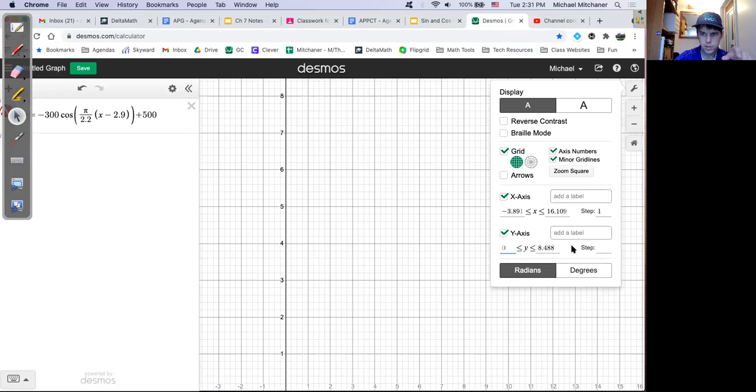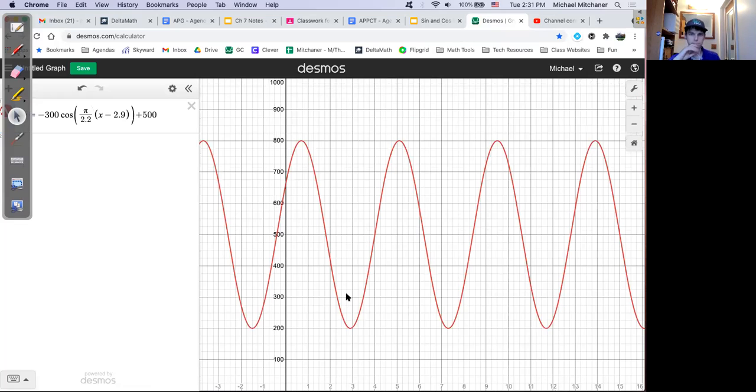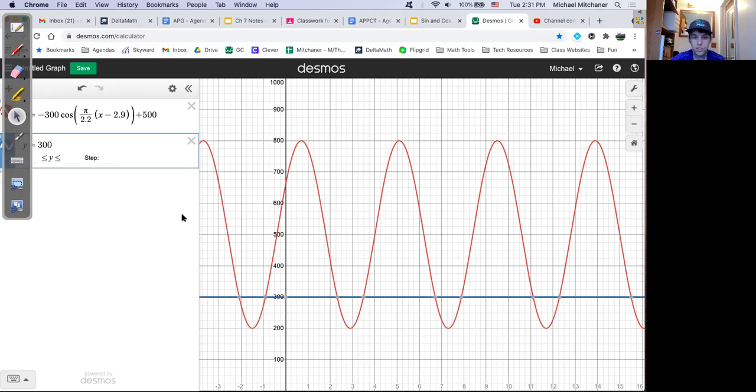Let's just go from 0 to 1,000 and count by 100. Okay, so here we go. Here's our graph. We see it oscillating between 200 and 800. Mess with your scaling until it seems appropriate to you. We are looking for when the population drops below 300. Pay attention carefully to that language, right? So let's put a horizontal line at 300 and just see the different places.